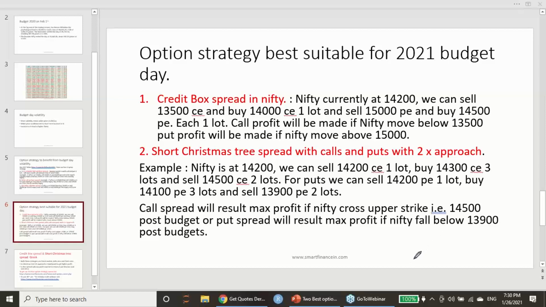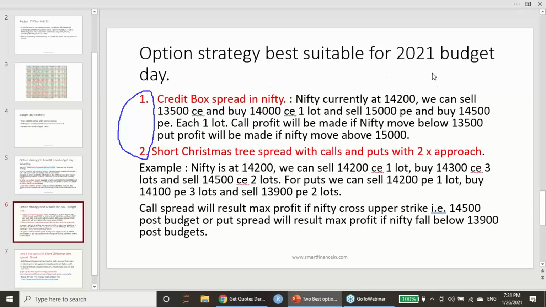So this budget may trigger that. This particular budget may trigger a further up move or a deep correction. For that reason I am giving you two strategies which can have maximum profit potential in this budget season, along with very low risk exposure. And again, those who have not downloaded the presentations, please download them from the handouts section.